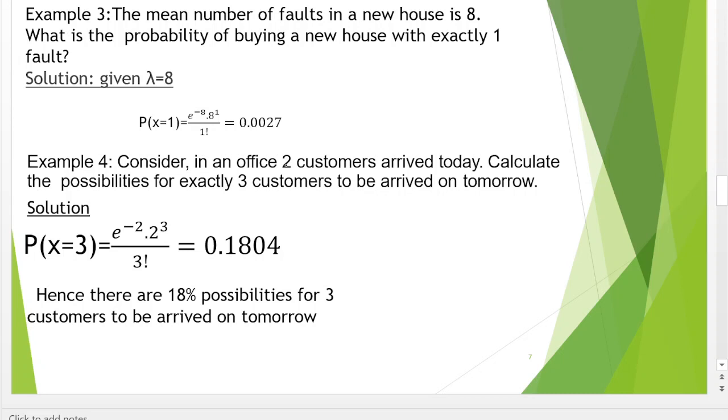Consider in an office 2 customers arrived today. Calculate the possibility of exactly 3 customers arriving tomorrow. So depending on today's data, we are trying to identify the chance of getting 3 customers tomorrow. So probability of x is equal to 3. Here the average lambda is 2. So e power minus 2, 2 cube divided by 3 factorial is 0.1805. Hence, there is an 18% possibility of 3 customers arriving tomorrow.